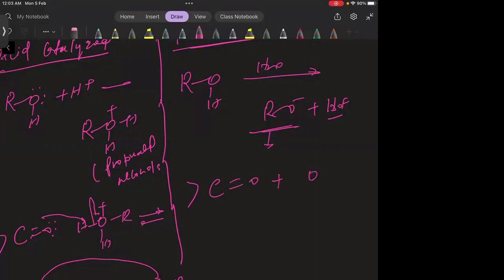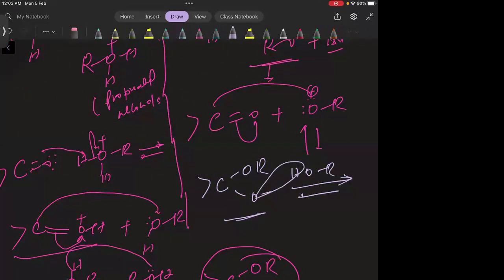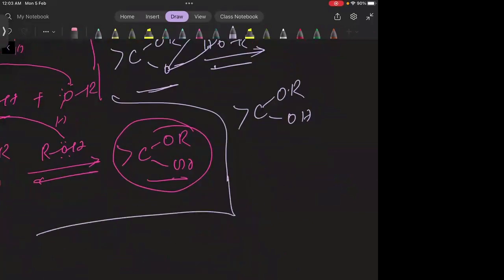So what happened? O, here is that negative charge and R, which will attack this compound directly. So what will happen? It will form C, O and OR, and here is the O negative. Now again, alcohol will come here, and since it is a highly basic substance, it will attack this proton, and then that will form COR and OH. Now again, we will repeat the same process here.